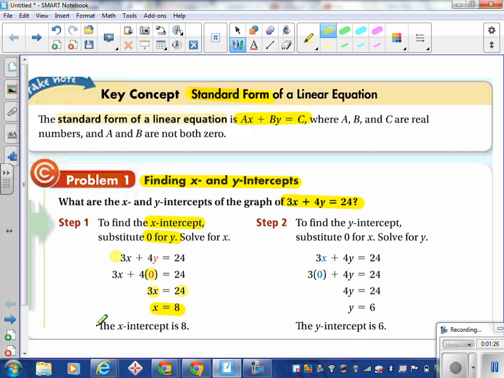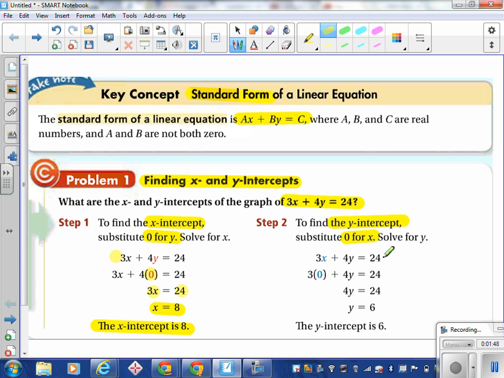So that tells us if x equals 8, the x-intercept is 8. Now we have to find the y-intercept. In order to do that, you need to substitute 0 for x.